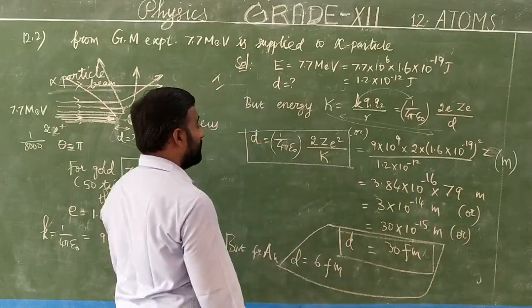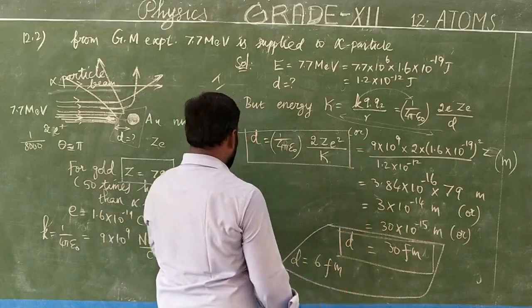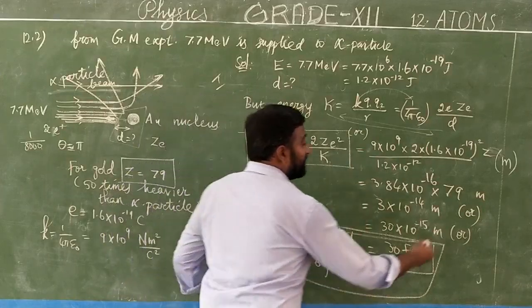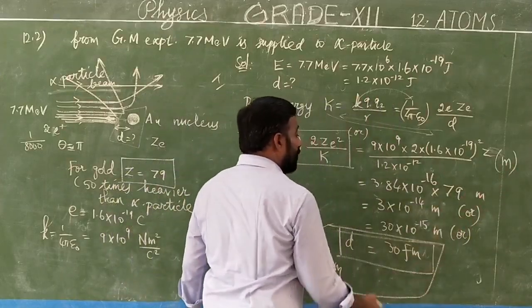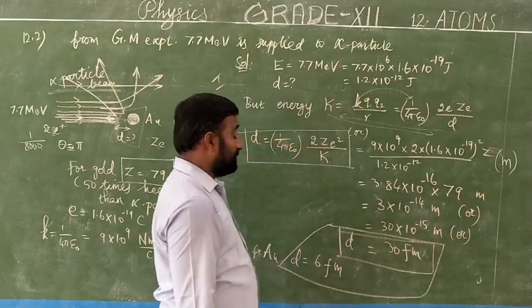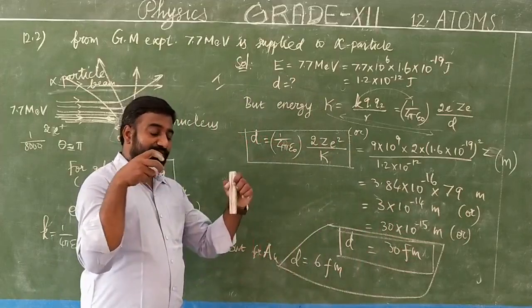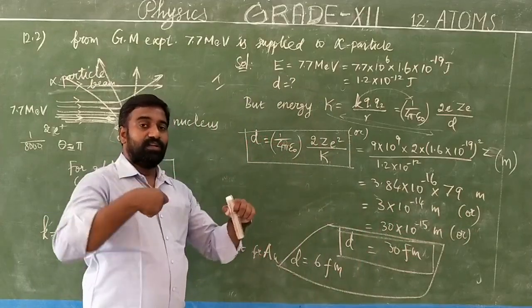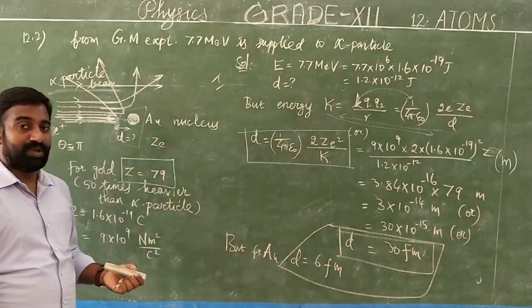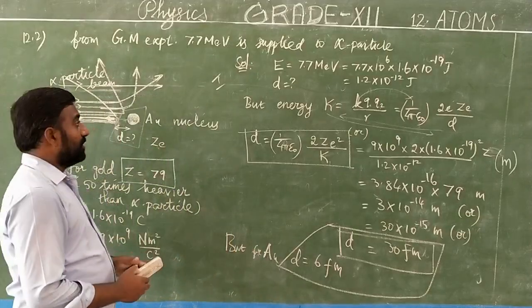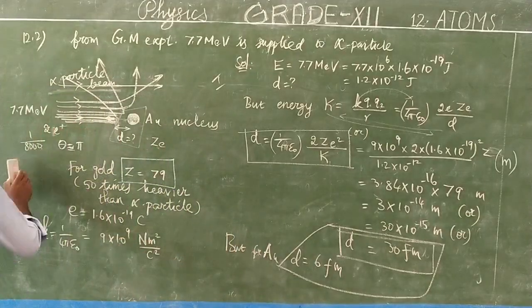So from the formula, by substituting all the values and also rearranging the units, finally we got the unit. It's a meter. How much meter? 30 Fermi meter. But the actual size of the gold nucleus is only 6 Fermi meter, which means before touching the gold nucleus itself, the alpha particle beam is bounced back. Okay. Now we are moving to the third question.